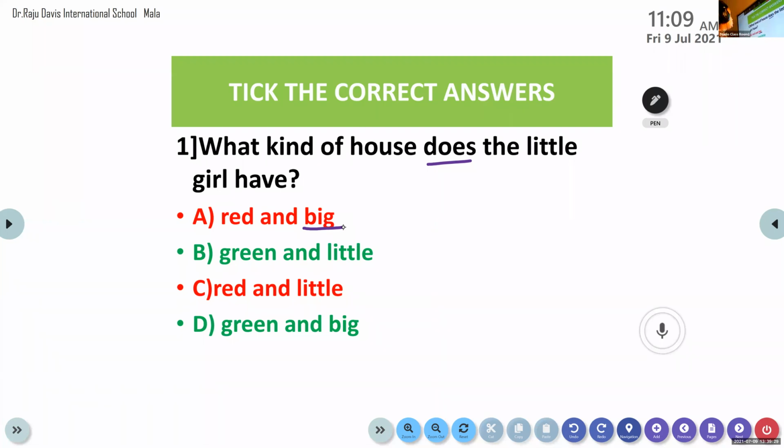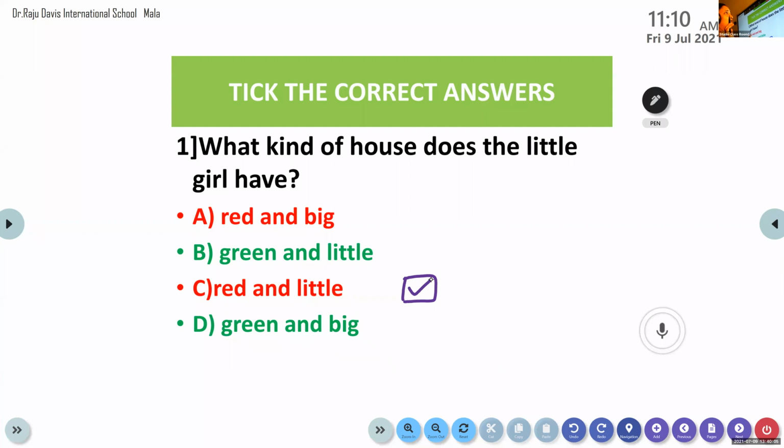So now I want you to choose the correct answer. What kind of house does the little girl have? Red and little. Very good. The correct answer is red and little. So I want everybody to put a tick mark in front of option C.